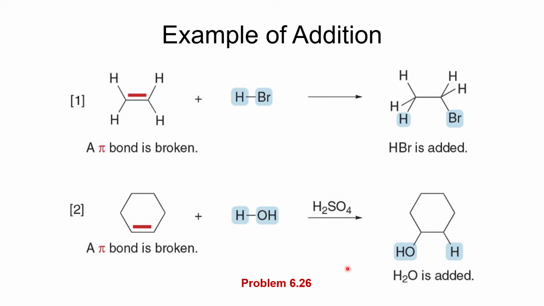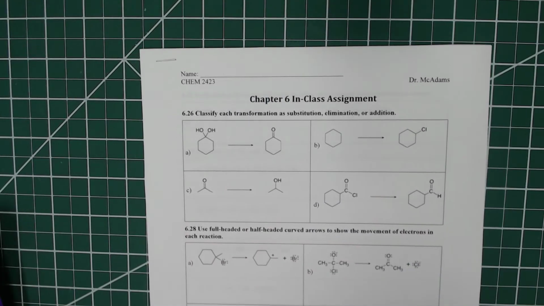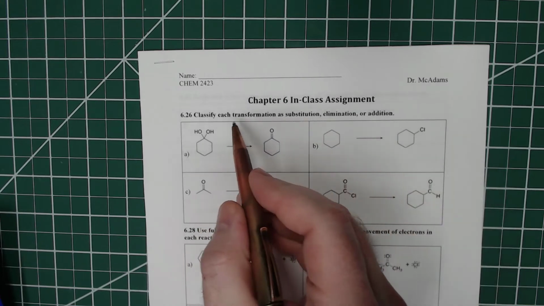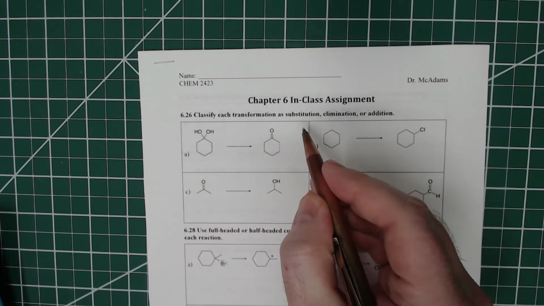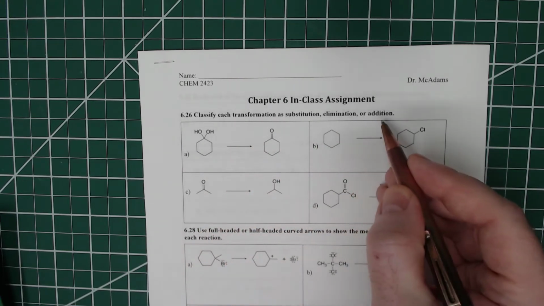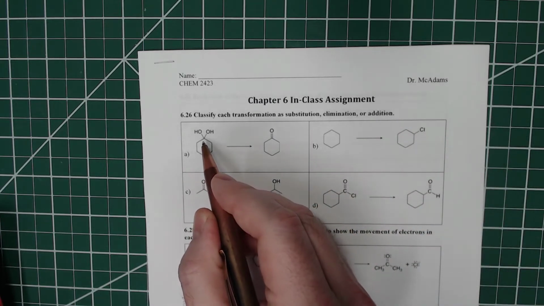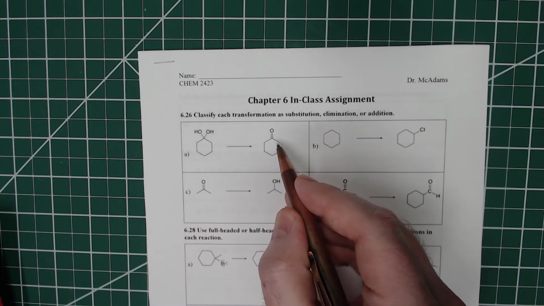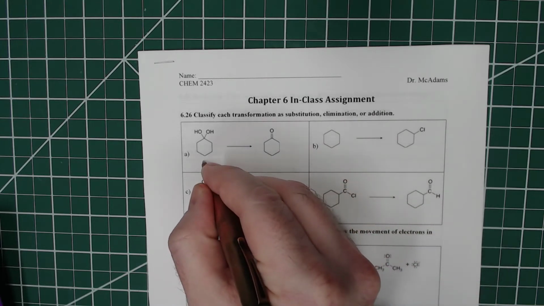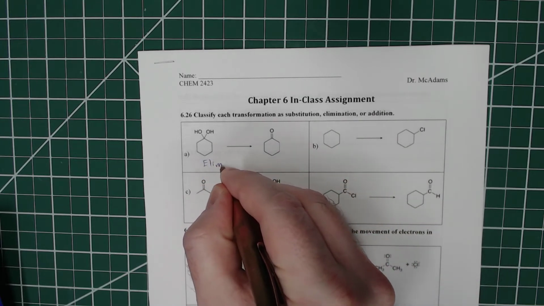All right, so we're going to look at number 26. Number 26 is really easy. So classify each transformation as substitution, elimination, or addition. So here we don't have a double bond, and here we do have a double bond. So this is an elimination.